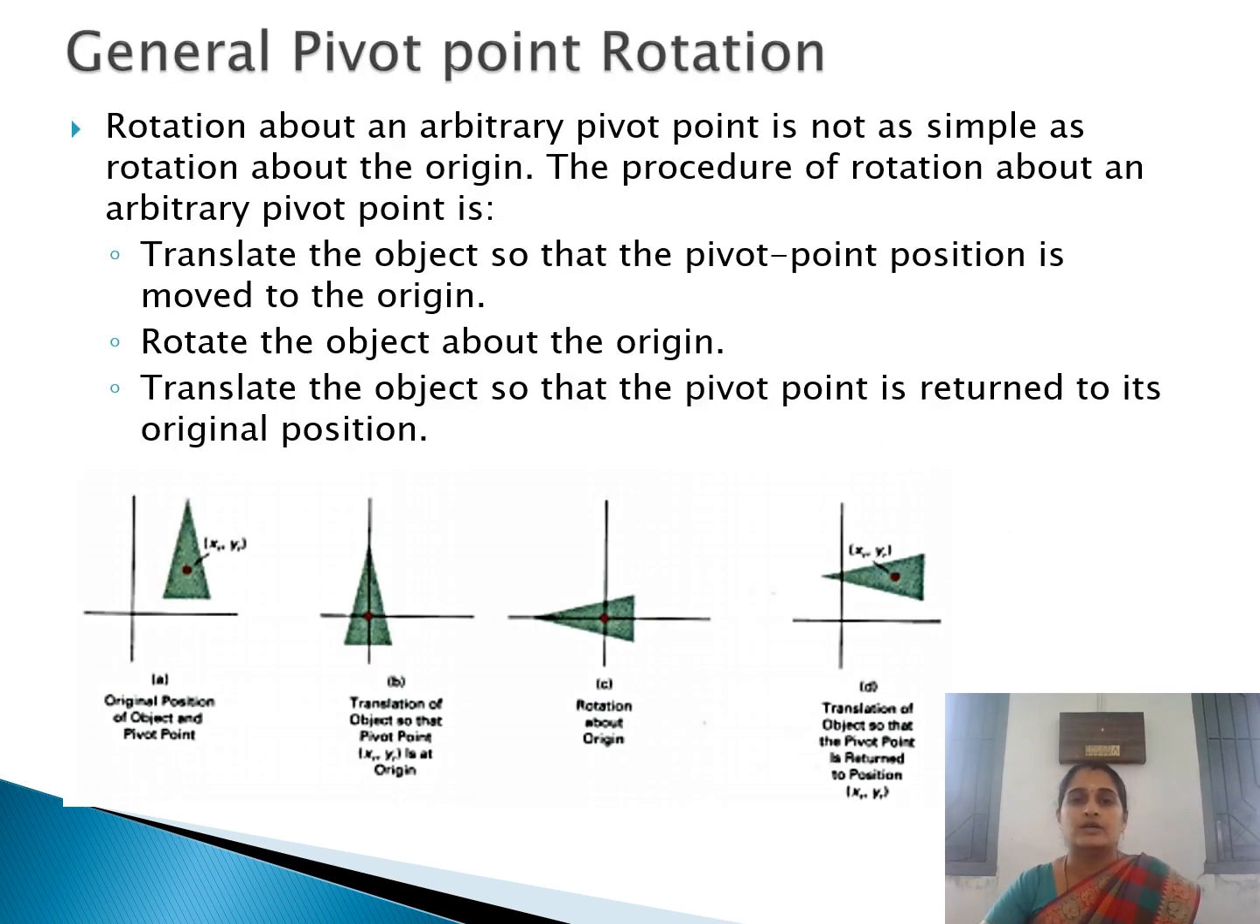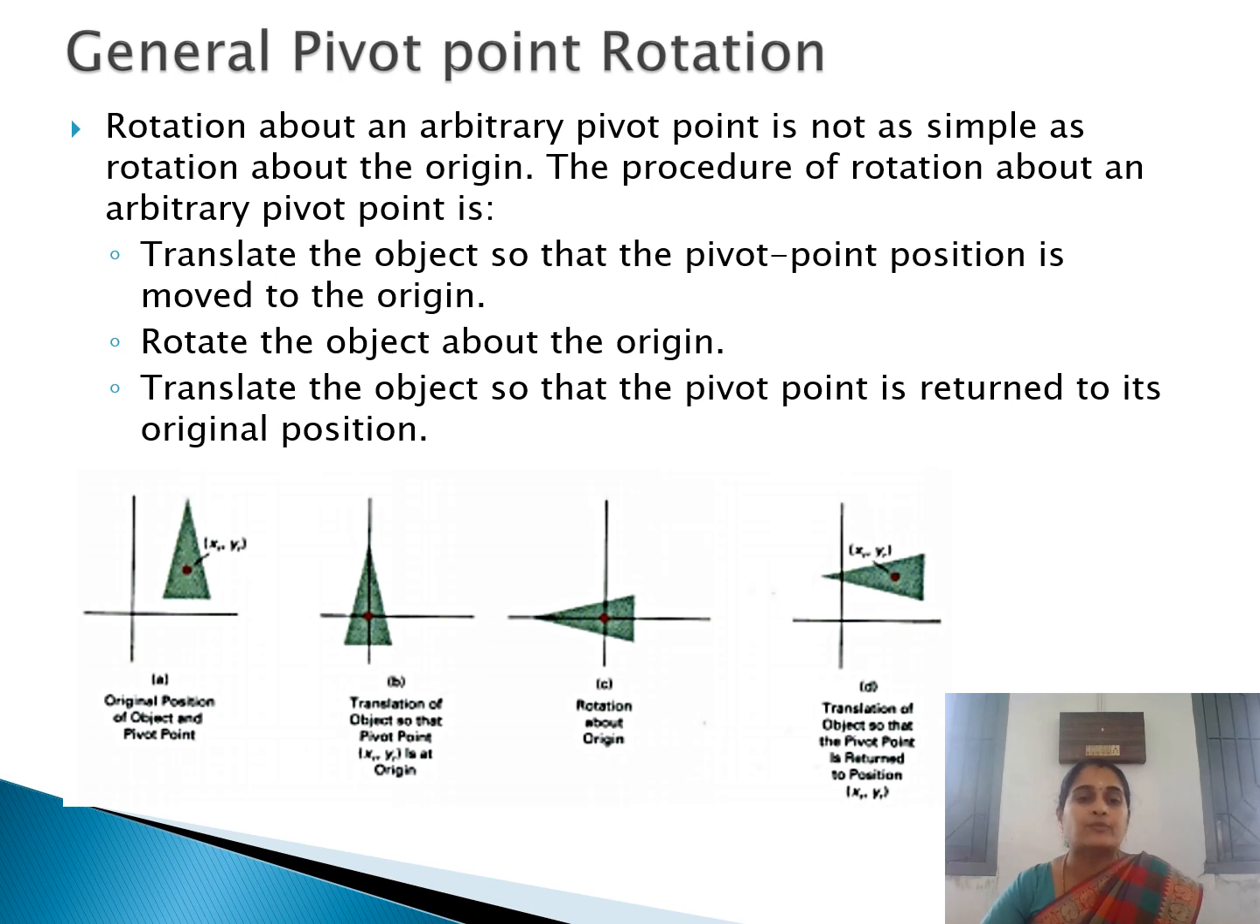General pivot point rotation, that is rotating the object along with the pivot point. The pivot point is any point in the object and the rotation is going to be done about the origin. Three procedures are going to do the process and the diagram represents the procedures. The first is to translate the object so that the pivot point position is moved to the origin. Translating the object means moving the object along a straight line path.